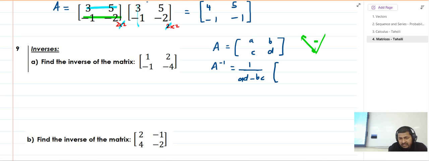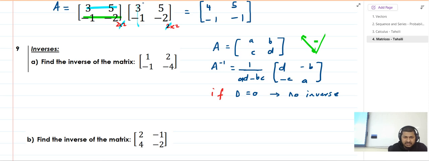And the next one is switching these two. D goes up, A comes down, and the other diagonal takes a negative. Right? That's how you find the inverse. Now remember, if the denominator is 0, if the determinant is equal to 0, then there is no inverse, because you can't take 1 divided by 0. It's undefined. So that's the reason why we say there is no inverse.